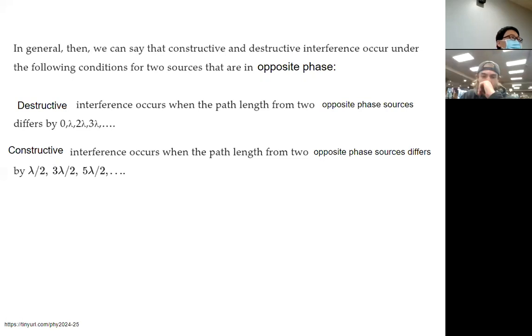So you want to pay attention to whether the two sources giving out waves are in the same phase or opposite phase. So if they are in phase or out of phase, or opposite phase. Sometimes people word it as out of phase, and that means opposite phase.